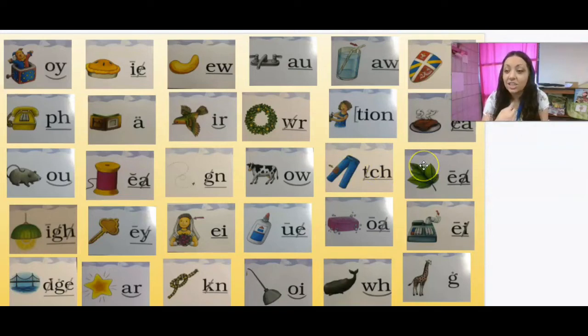trigraph TCH; leaf, E, digraph EA; light, I, trigraph IGH; key, E, digraph EY; veil, A, digraph EA; glue, U, digraph UE; soap, O, digraph OA; receipt, E, digraph EI; bridge, J, trigraph DGE; star, R, combination AR; knot, ghost digraph KN; oil, OI, diphthong OI; well, W, combination WH; and giraffe, J, soft G.